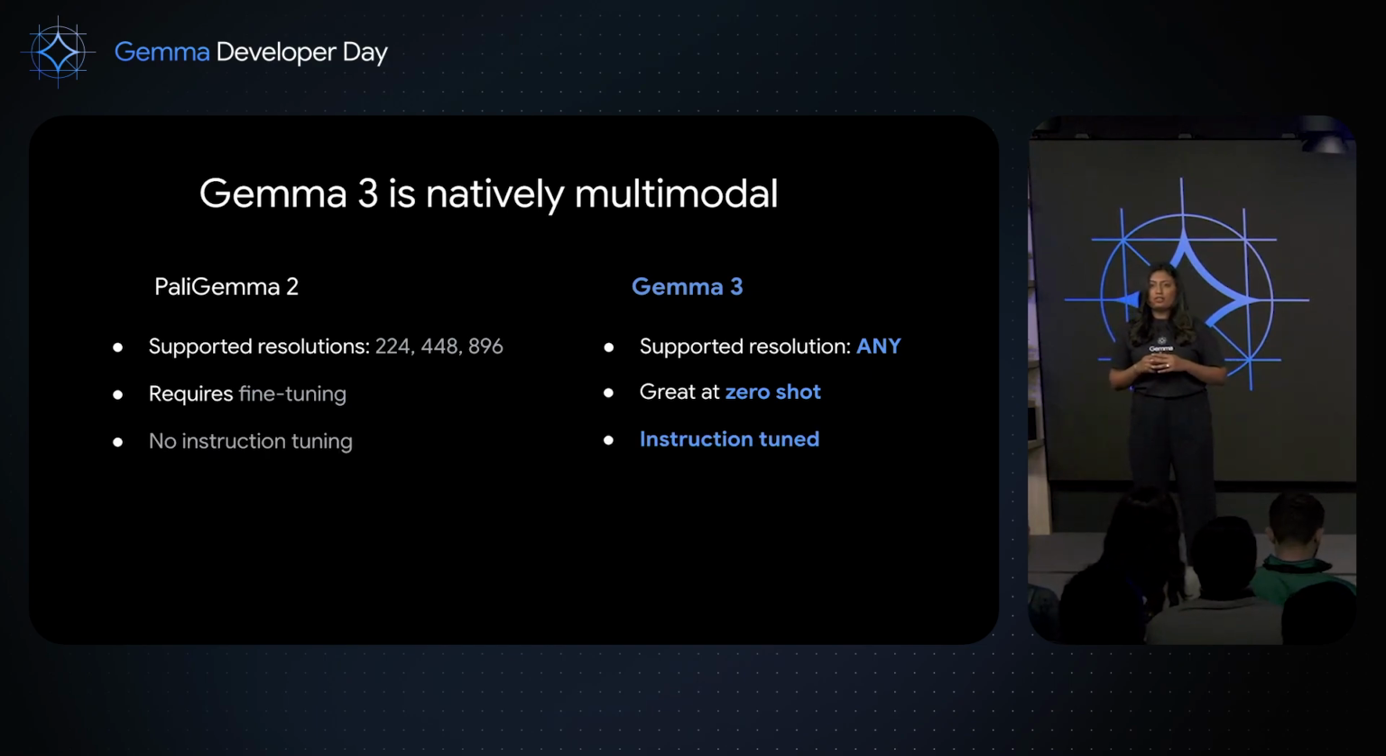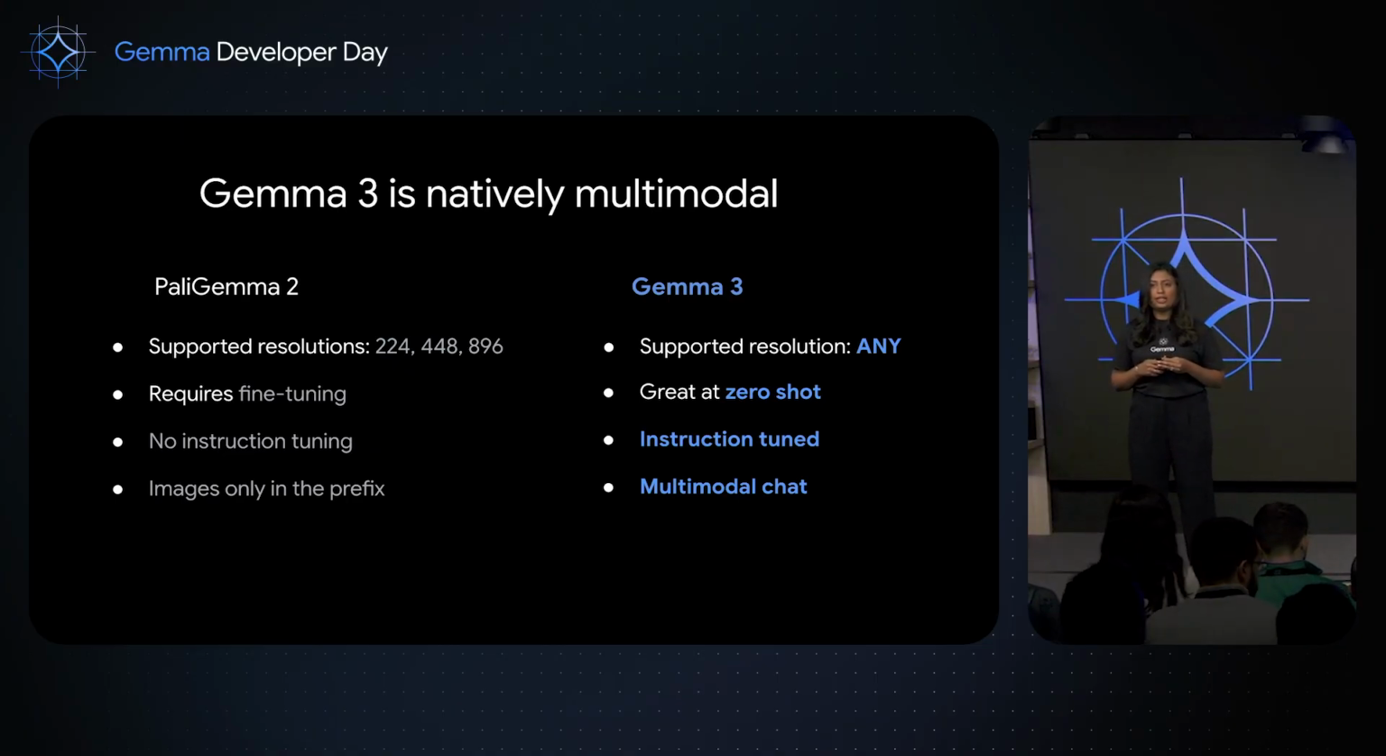PaliGemma is also not instruction-tuned, while Gemma 3 models are. What this means is that the model is able to better understand user intent, leading to responses that are more accurate and relevant. PaliGemma also does not support fully interleaved image and text, while Gemma 3 does.